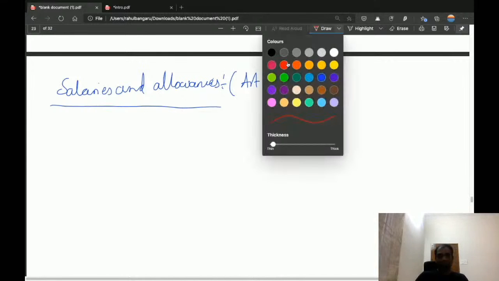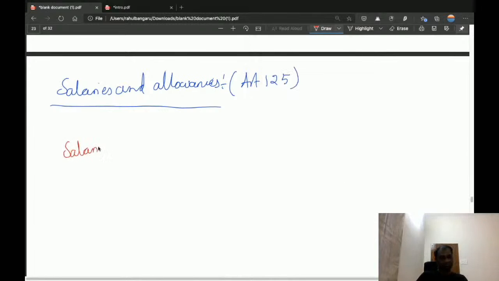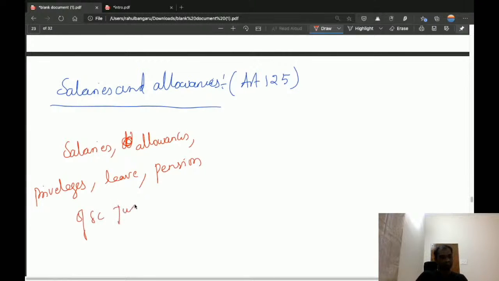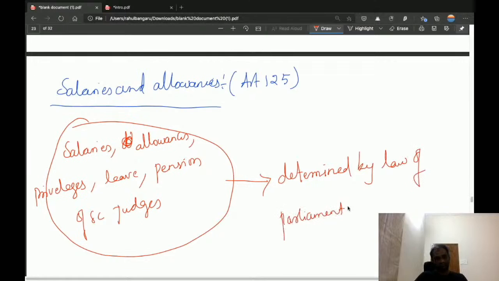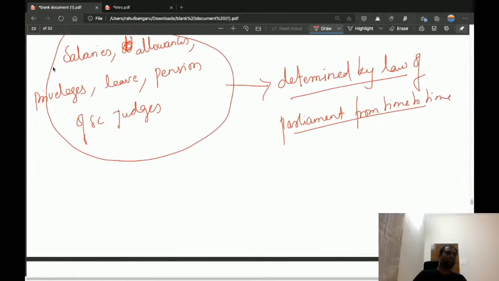According to Article 125, the salaries, allowances, privileges, leave provisions, and pension of Supreme Court judges will be determined by law of Parliament from time to time. Okay, all these things like their salaries and allowances will be determined by law of Parliament from time to time. This is clause 1 in Article 125.